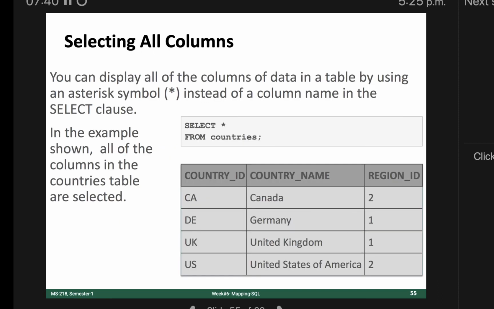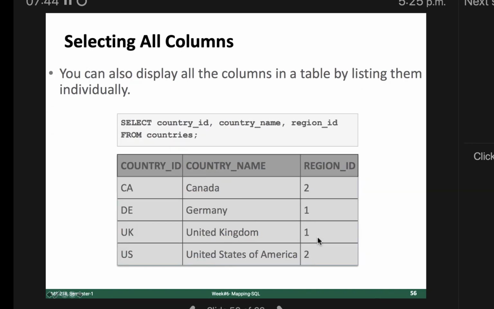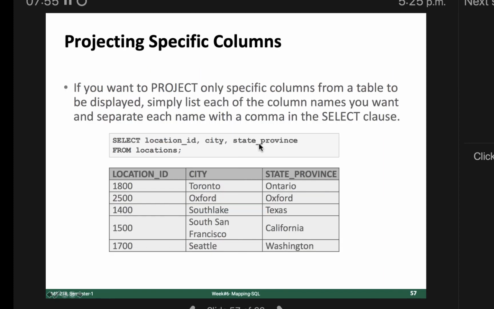So SELECT * FROM countries would select all columns, but if you need fewer columns from countries, then you can simply write their names, country ID or country name only. Okay, so projecting specific columns.